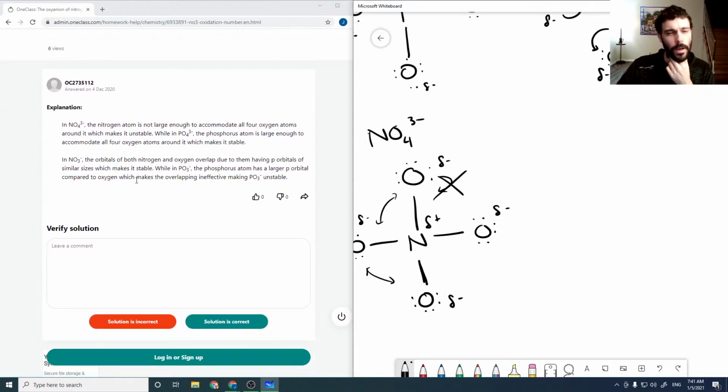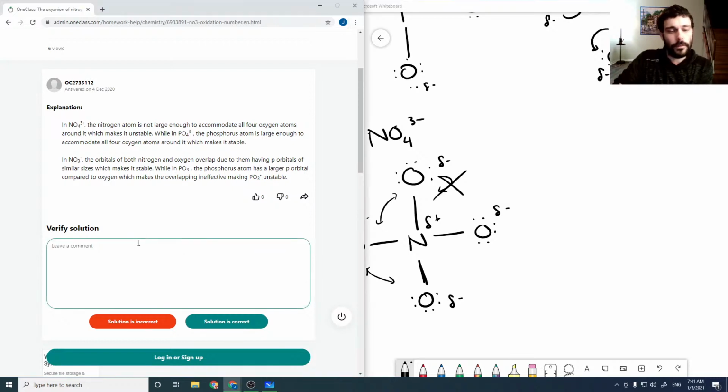In NO3 minus, both of them have p orbitals of similar size, so both of them are 2p's. Well, in PO3 minus, it's a larger p orbital or a 3p orbital, so it's less effective. So I'd say the solution is correct, although a little incomplete.